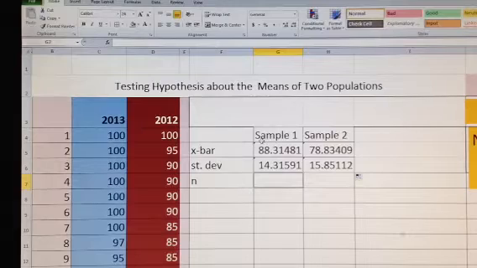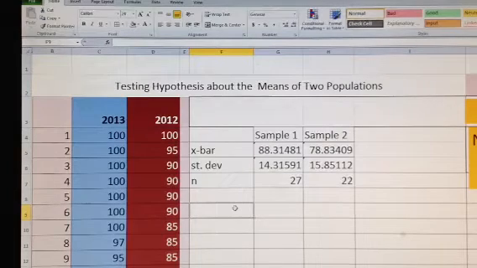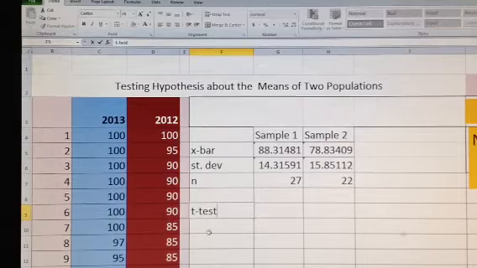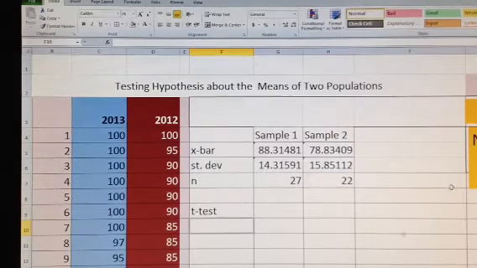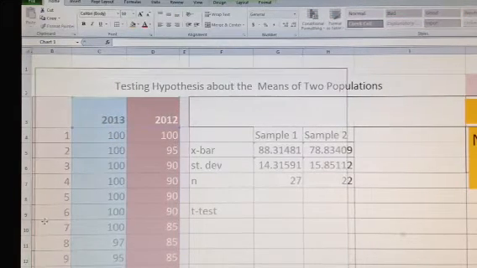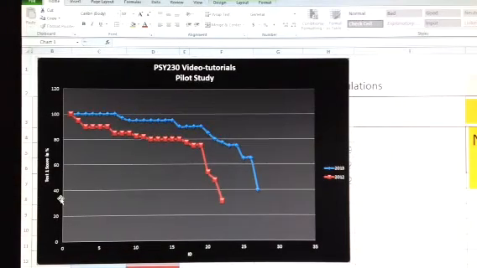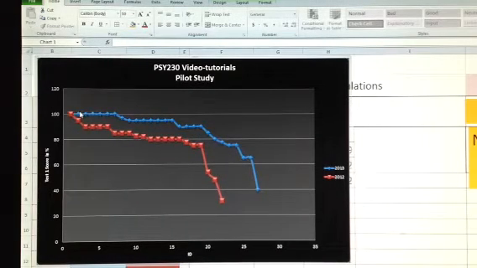So the two samples obviously have different means and almost identical standard deviation. The number of cases in the first sample is 27 and in the second 22. Now I want the t-test, and later I would like to see the critical t-value. But let me first show you why I think there might be a statistically significant difference between these two samples, or between these two populations.